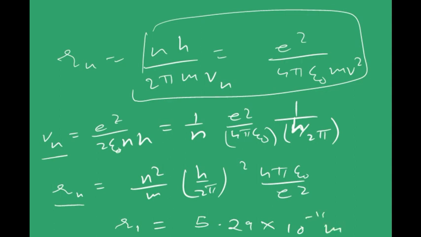Everything else is constant, right? Just put n is equal to 1, you're going to get this value. This R is known as Bohr radius. This is the radius of first orbit of hydrogen atom. And if you put the same R value in terms of n in the energy formula, you're going to get minus m e power 4 by 8 n square epsilon naught square h square.